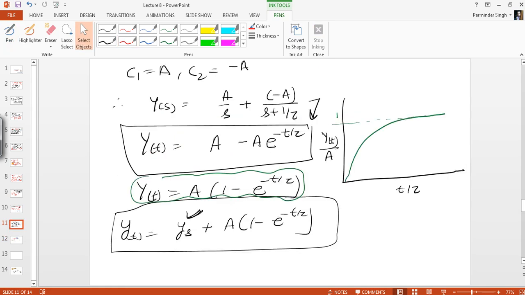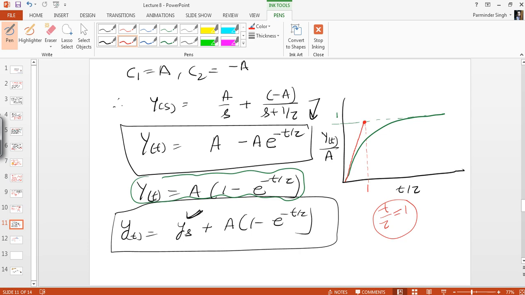Now if the initial rate is maintained, then you'll see that it will reach its maximum value at t equal to 1. That is, this is mathematically also possible.